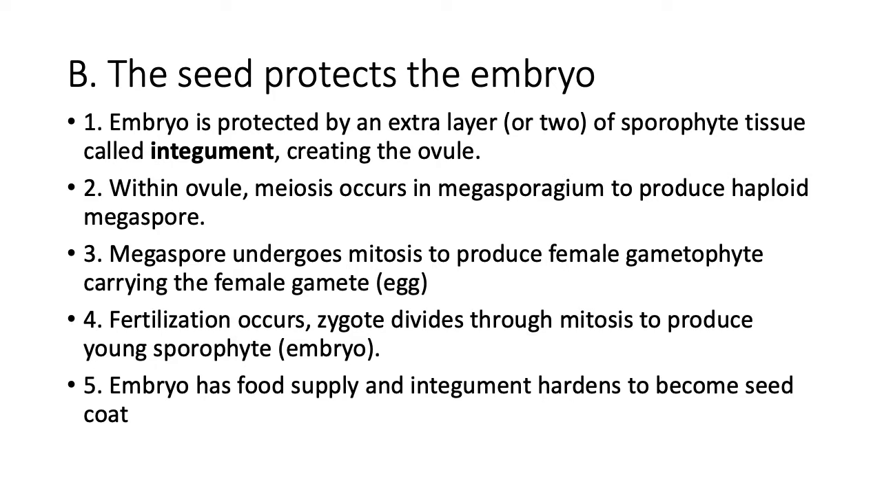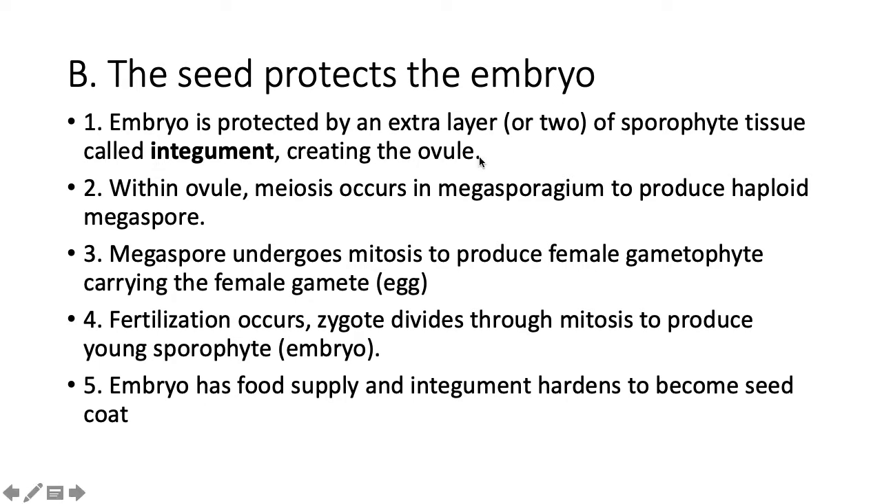So the next slide, I'm going to show you the anatomy of a seed. It starts off with an embryo protected by layers called integuments. If it is a gymnosperm, it will just be one layer. If it's an angiosperm, it will have two layers. And when you have integument covering the embryo, that's called the ovule.